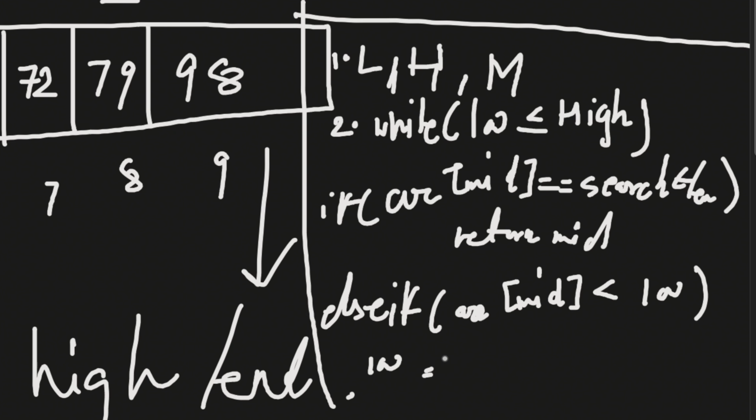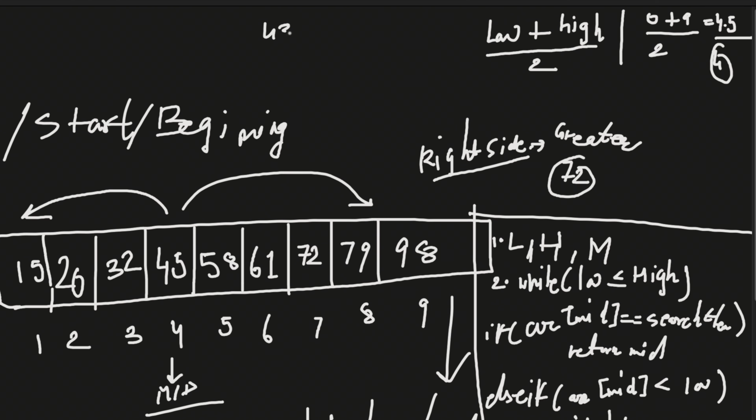Then low would be mid plus 1, else the third condition would be high equal to mid minus 1. Okay, so in our case, array of mid equal to search element. So our mid is 43. First case fails here. 43 is not equal to 72.